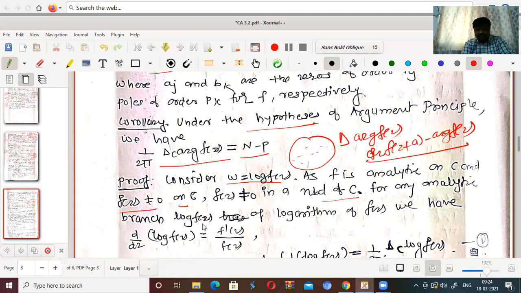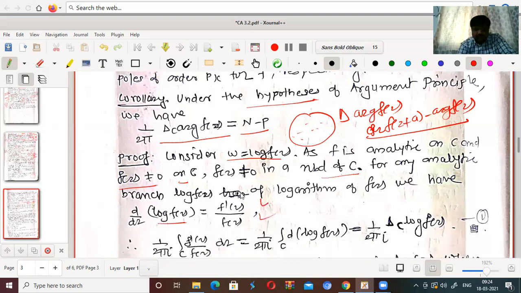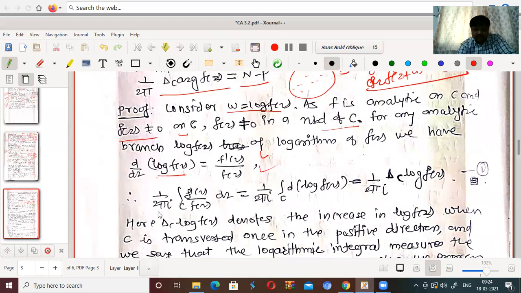For any analytic branch of log f of z, we have the derivative of log f of z is f dash z upon f of z, that is 1 by f of z into f dash z. Therefore 1 by 2 pi i integral over C of f dash z upon f of z dz equals 1 by 2 pi i integral over C of the derivative of log f of z, since dz cancels with dz. What is the integral over C of the derivative of log f of z? d of log f of z means log of f at the upper limit minus log of f at the lower limit. That is the change in log of f of z over C.